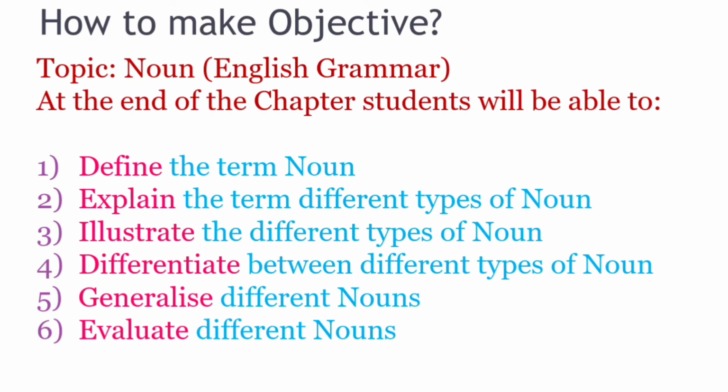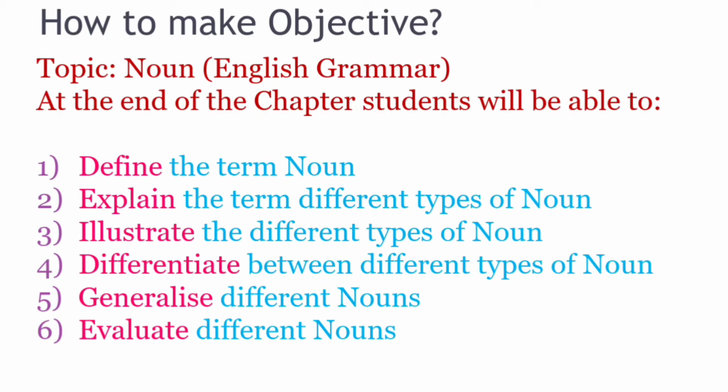Now we will understand how to make the objective. Here I have taken the topic noun from English grammar. You can take any topic related to your subject. I have taken a very simple topic. So how will you write the objective? As I already told you, according to Bloom, on the basis of cognitive domain, we frame the objective, and these 6 components of cognitive domain are knowledge, comprehension, application, analysis, synthesis and evaluation. Now we will discuss one by one how we will use these components in framing the objective.